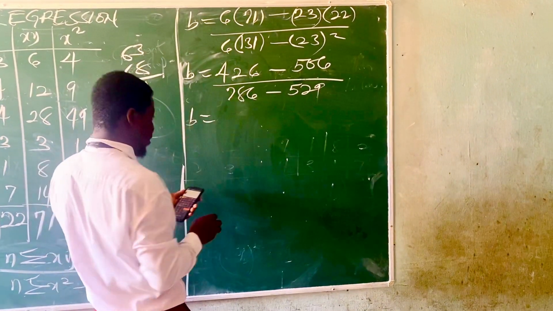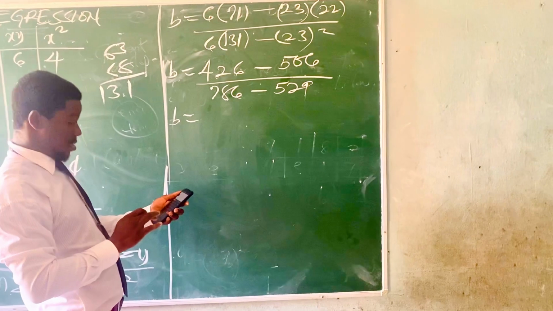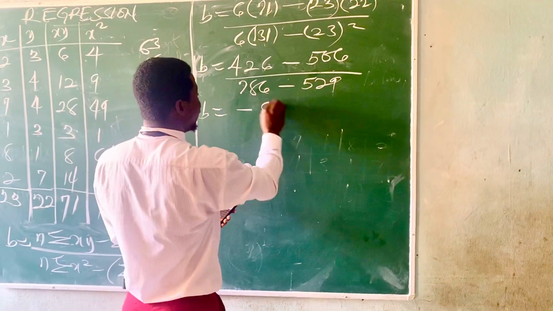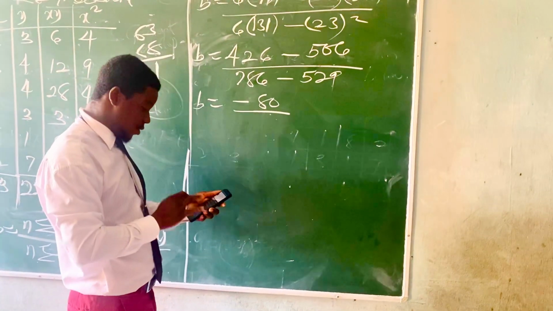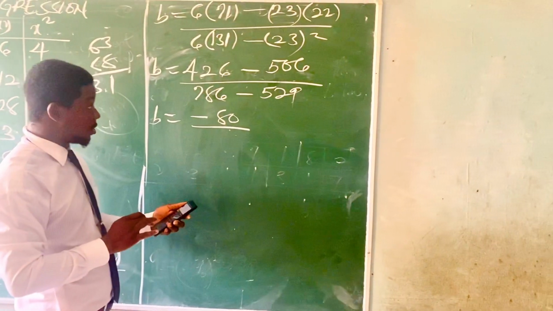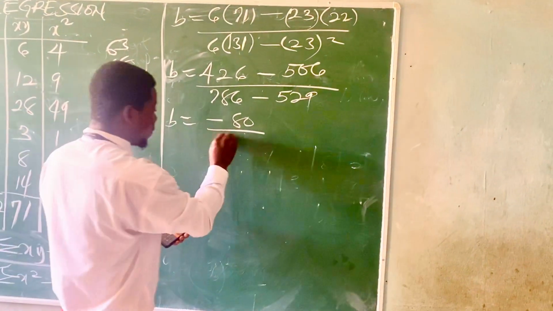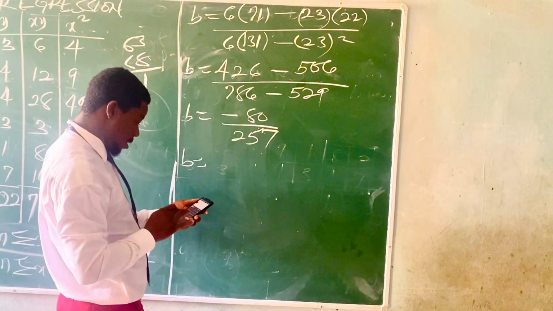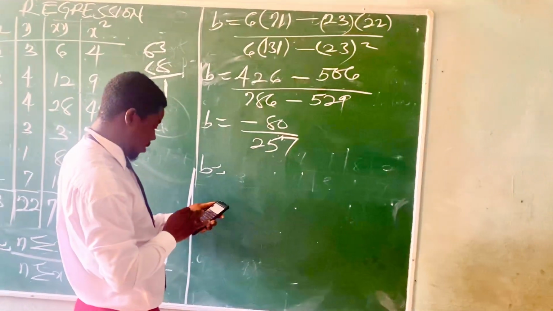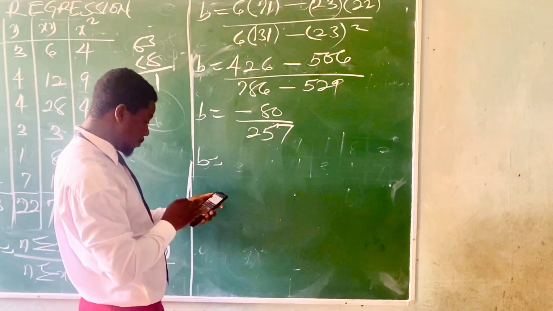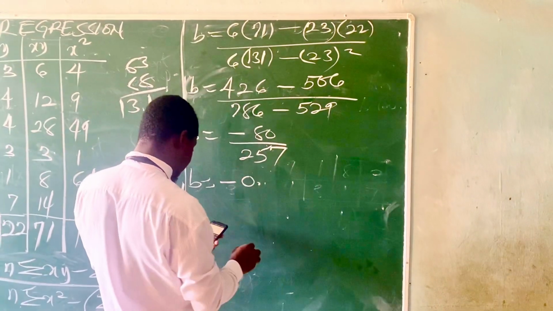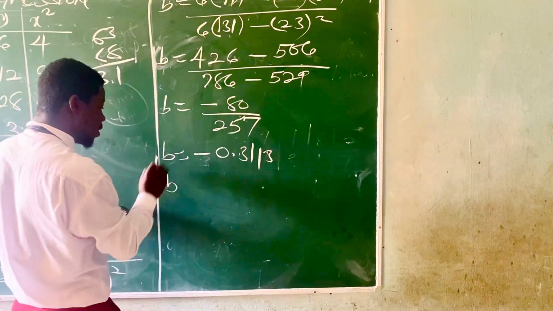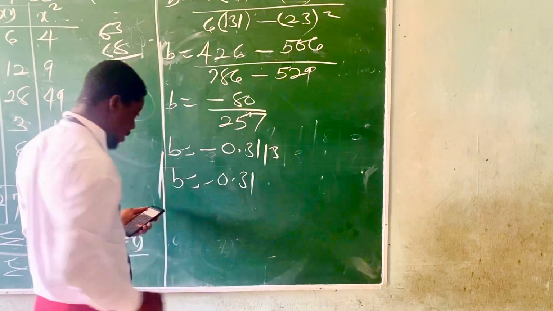And then from here you have b to be equal to, of course, 426 minus 506. That should give us negative 80. Then divided by your 786 minus your 529. That gives us 257. Then the b now is giving us negative 80 divided by 257. That is minus 0.3113. Correct to 2 dp, we now have negative 0.31.